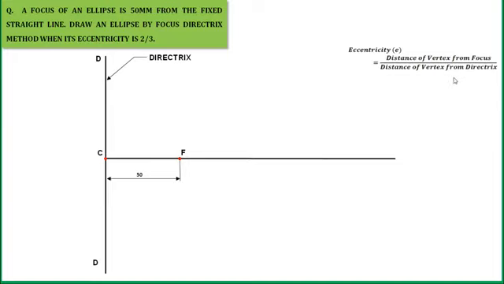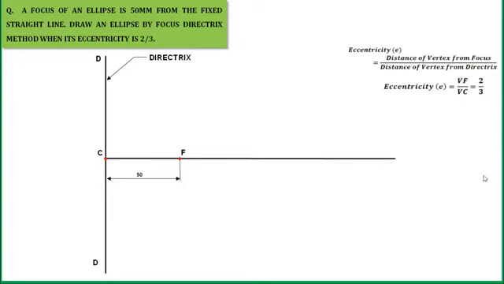If you assume the position of the vertex is here, then according to the eccentricity, the ratio is the distance of the vertex from the focus, that is VF, to the distance of the vertex from the directrix, that is VC. So we can say that the eccentricity is VF upon VC, and its value is given here as 2 by 3, so we can write down that value.